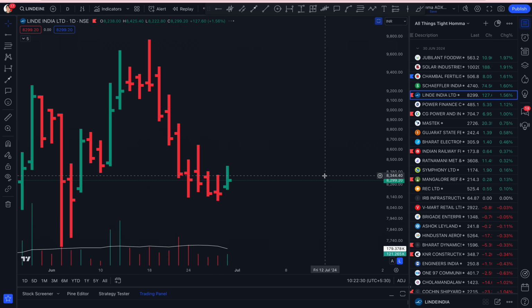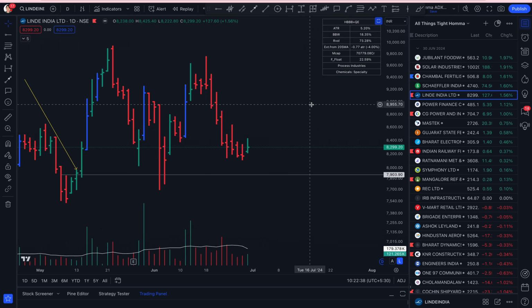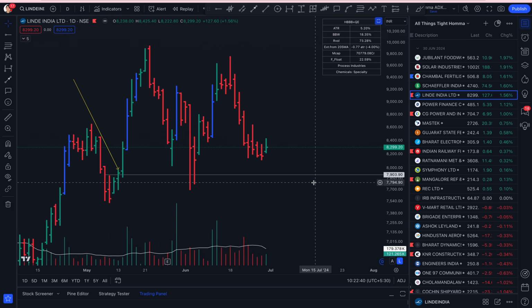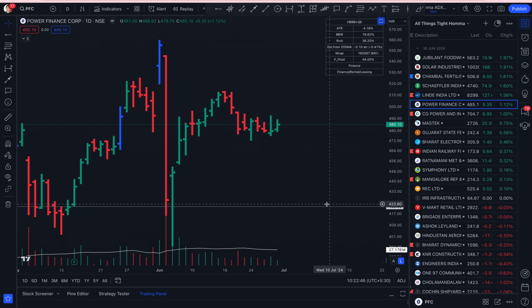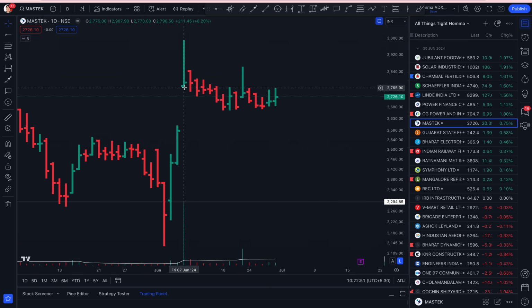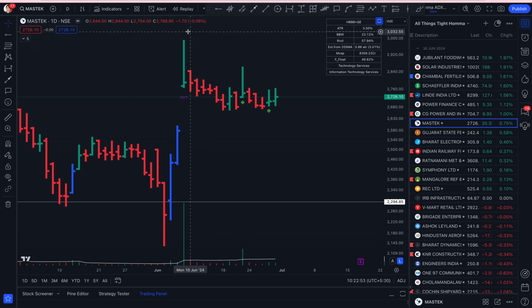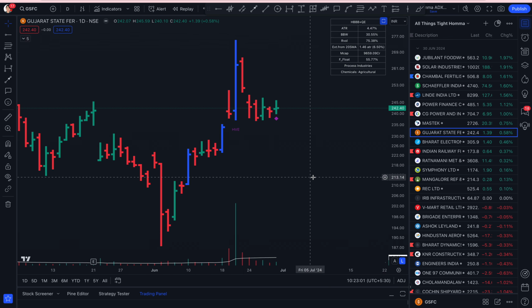Schaeffler, we've already showed you. Linde India, 1, 2, 3, 4, 5, 5-day tight in this small area, and also looks like an inverse head and shoulder. Those things we'll not discuss right now, we just focus on tightness. PFC, very tight. CG Power, 3 days tight. Mastek has been tight after the day IT broke out of the reversal. GSFC, amazingly 5 days tight. Flag, prior uptrend, tight.